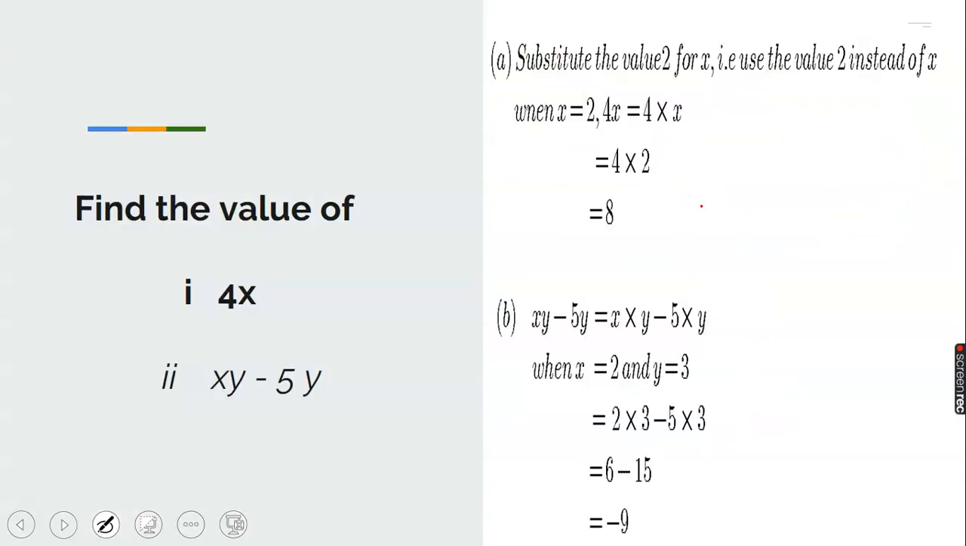Now, look. Find the value of 4x and xy minus 5y. Now, look at. We have been given the value of x to be equals to 2.